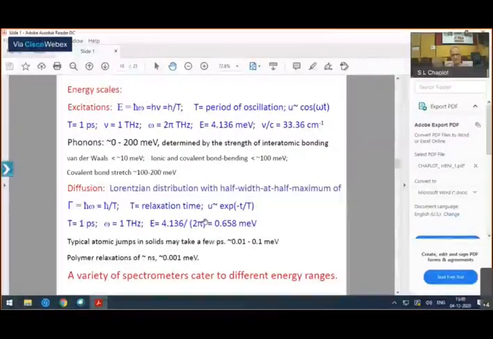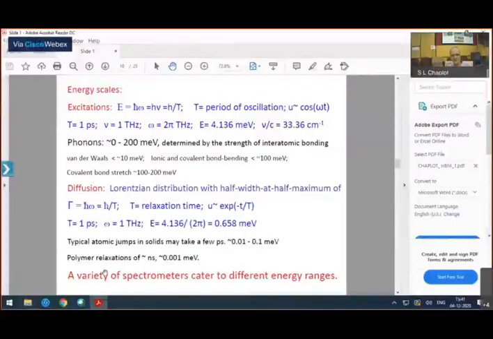So typically the atomic jumps in a solid, because as I said, diffusion may occur not like a continuous process as in a gas or a liquid, where again there also it is like a diffusion, but the details are different. But if you have typical atomic jumps with jump times of the order of a few picoseconds, then the corresponding Lorentzian widths are a fraction of a milli-electron volt. So these are fairly small values.